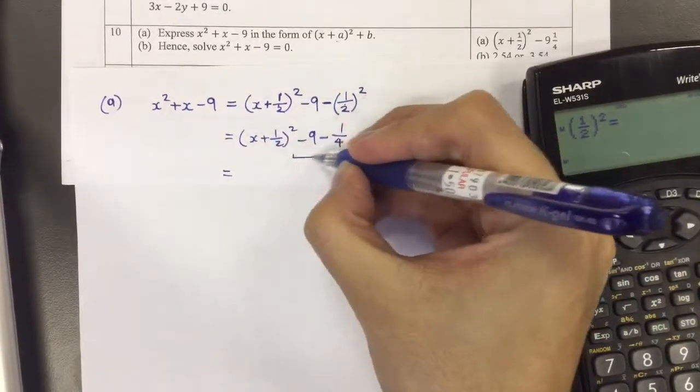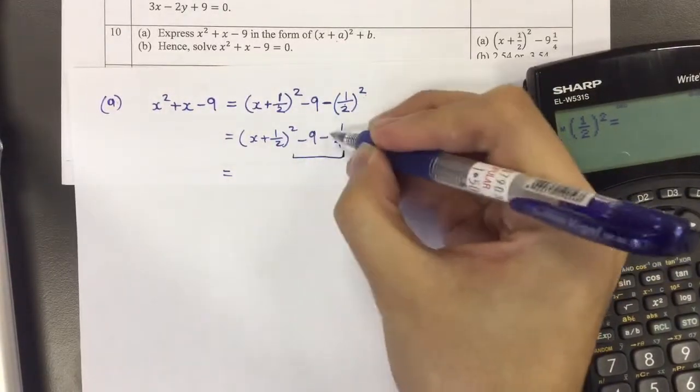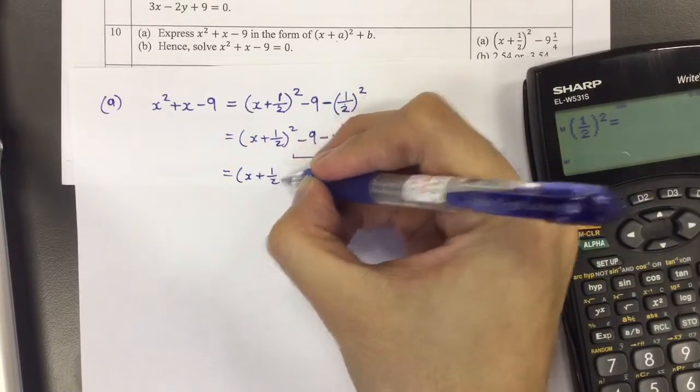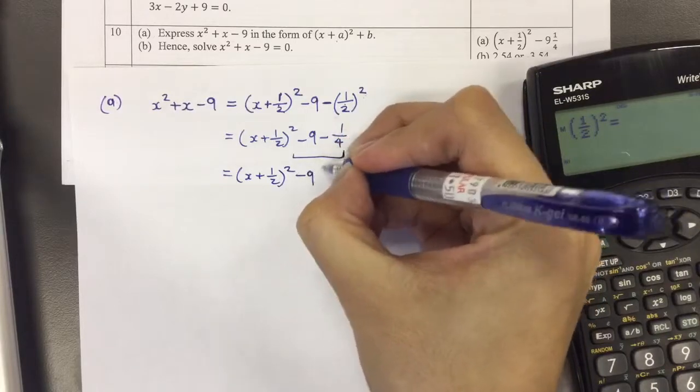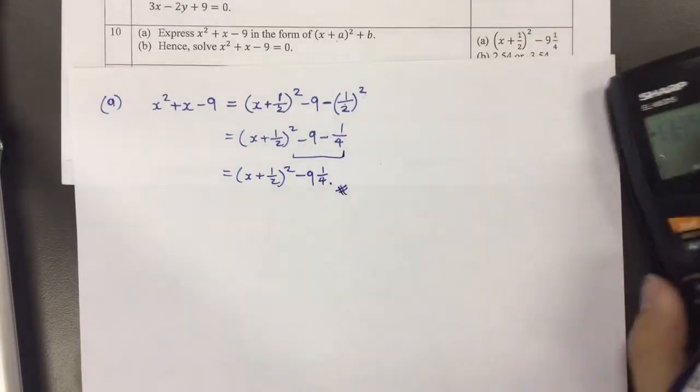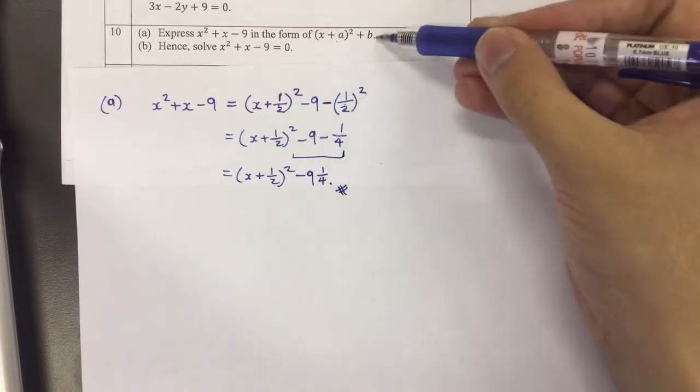Now we're going to find what this total value is. In fact, you don't even need to use a calculator. It will just be x plus half squared minus 9 1/4. And there you have it, the completed square form. We have just answered this part A.